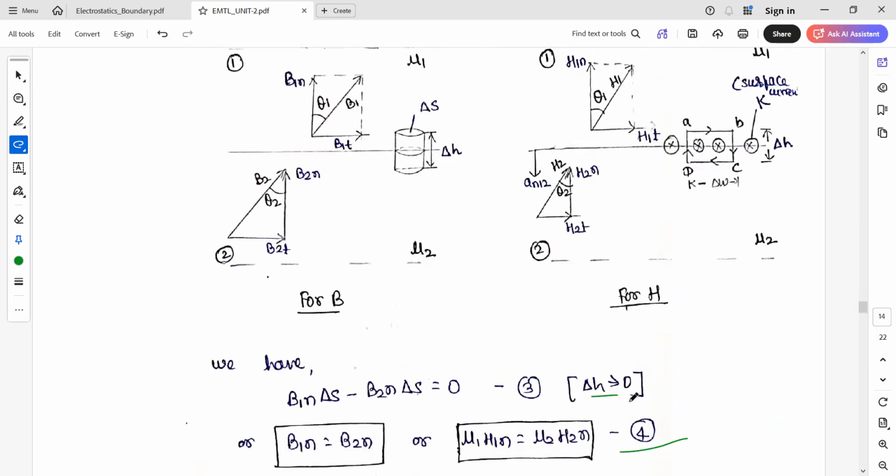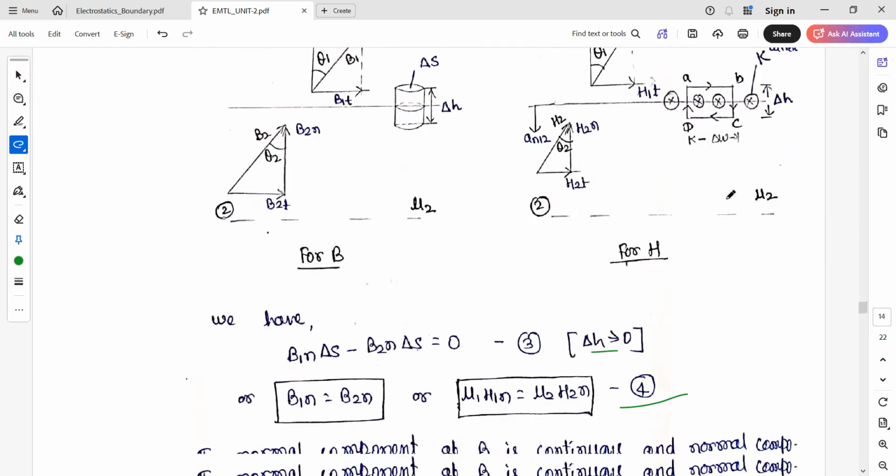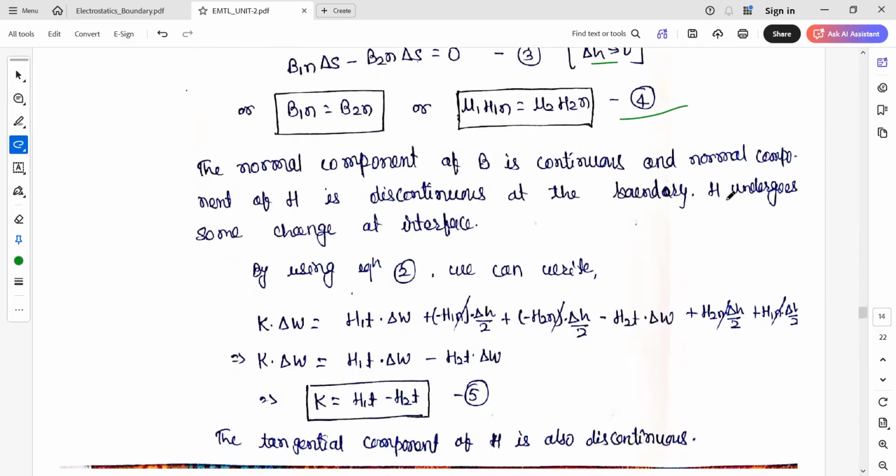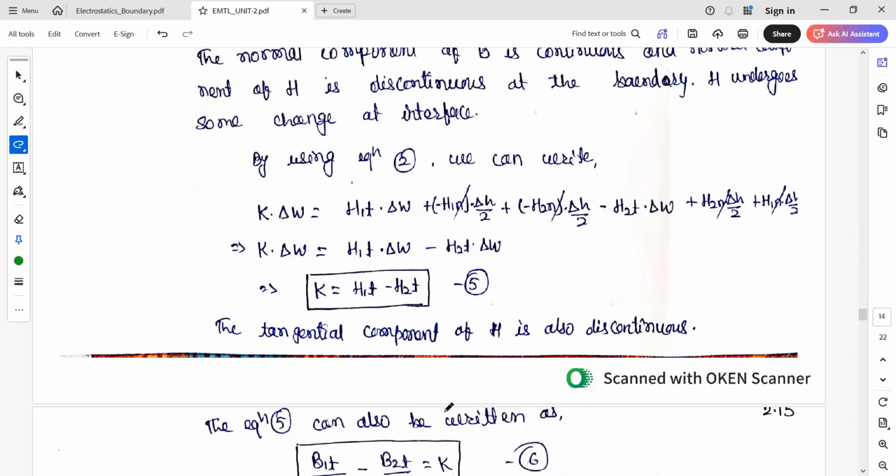Now again in this situation you have the path A, B, C, D, A. Over this path, the cross shows that the direction of the magnetic field is inverse. If you're moving against the field vectors, you have to use the negative sign. If you're moving along the field vector, the sign is positive. On the basis of that, we get K equal to H1T minus H2T. So if K is going to be 0, then the tangential component will become conservative, but that condition is required.